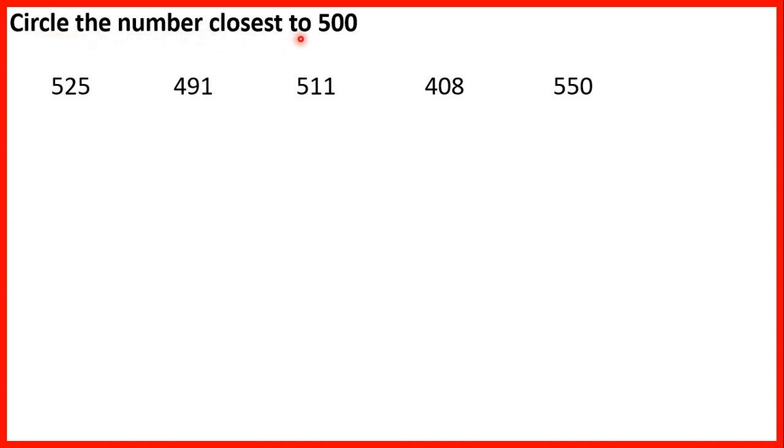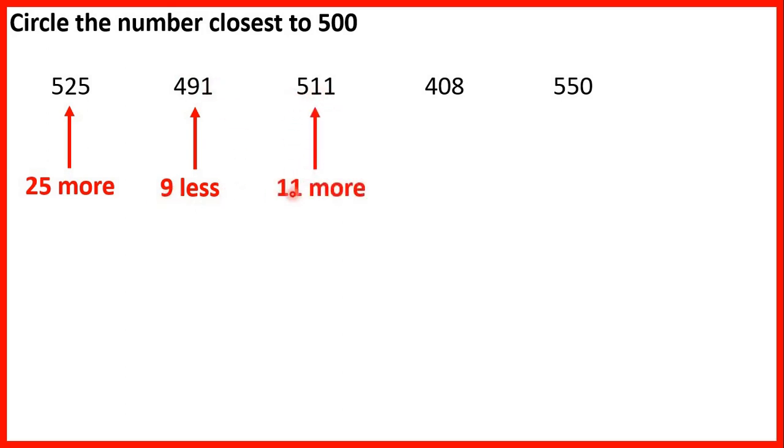Circle the number closest to 500. First we have 525, so that's 25 more than 500. Now 491 is 9 less. If we add 9 to 491, that will give us 500. Or we could work out that 500 minus 491 is 9. 511 is 11 more.